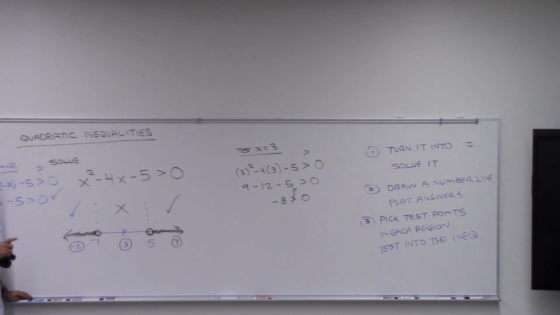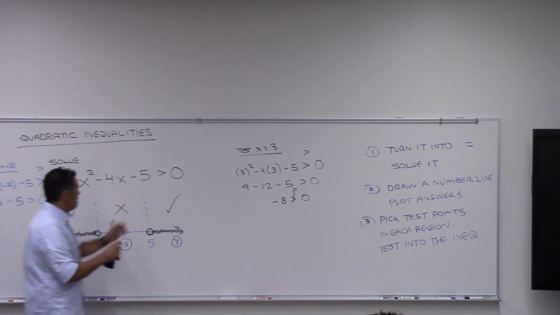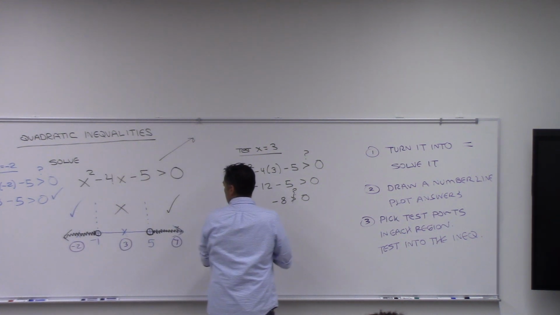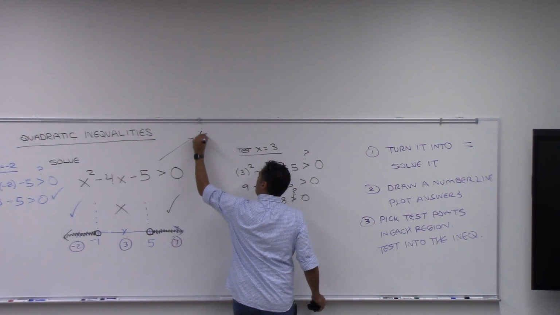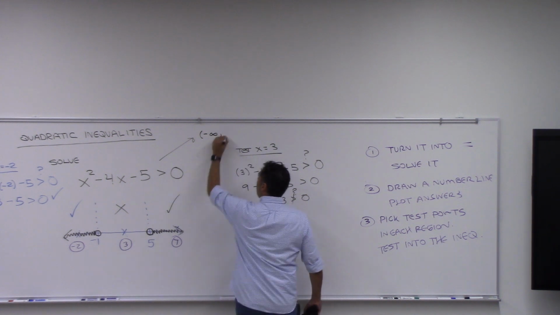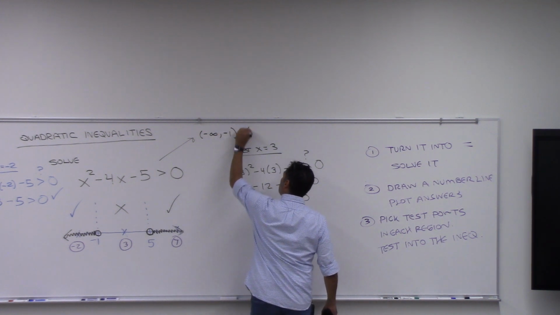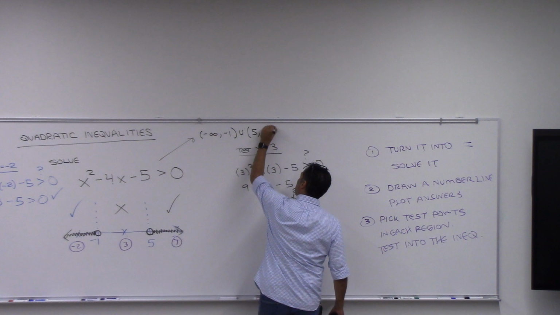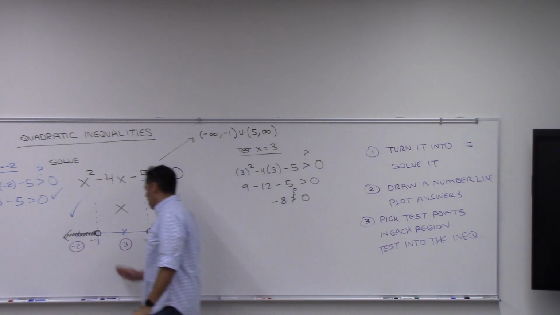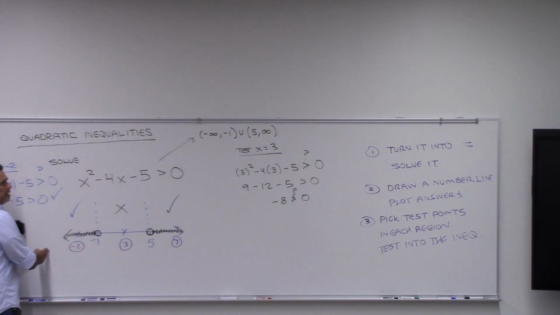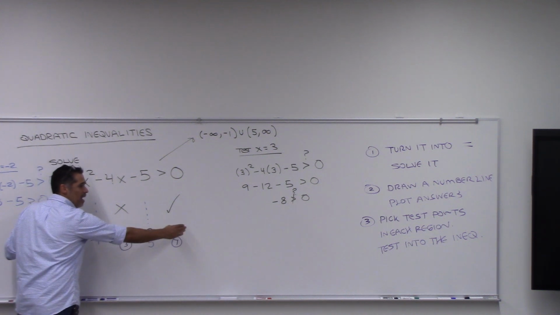I have not put my answer yet. This is just a visual representation of my answer, the final answer to this inequality, right? The solution set for this inequality is negative infinity to negative 1 union 5 to infinity. It's any x value to the left of negative 1 and any x value to the right of 5.